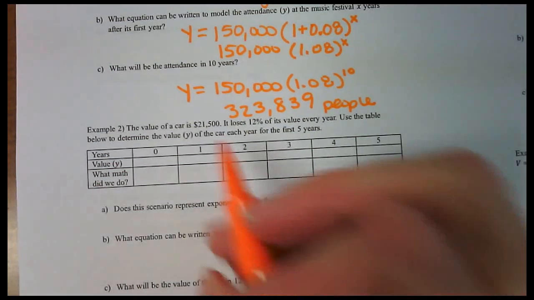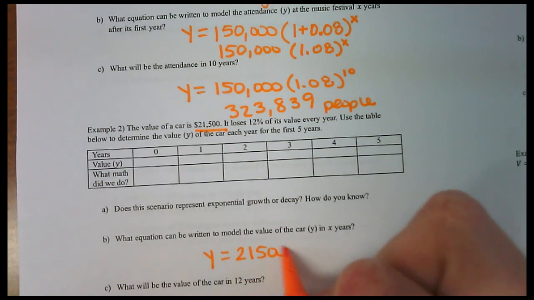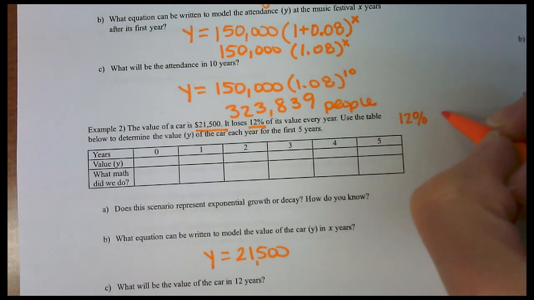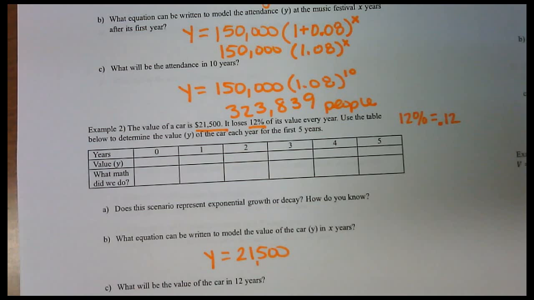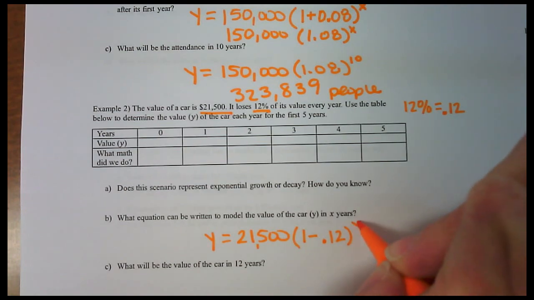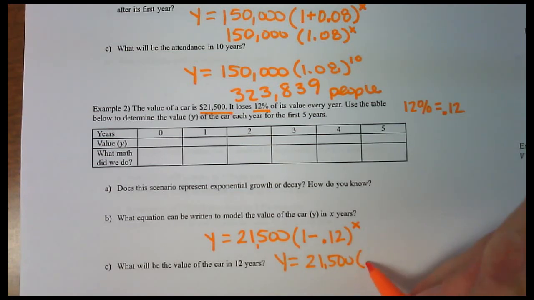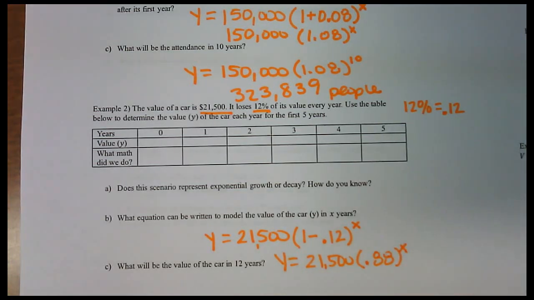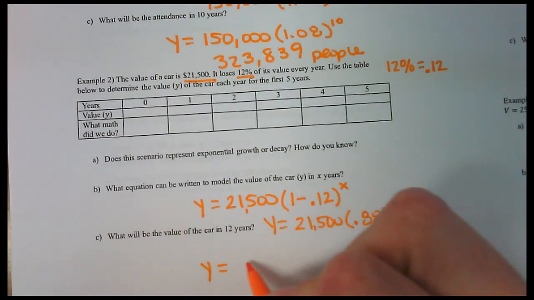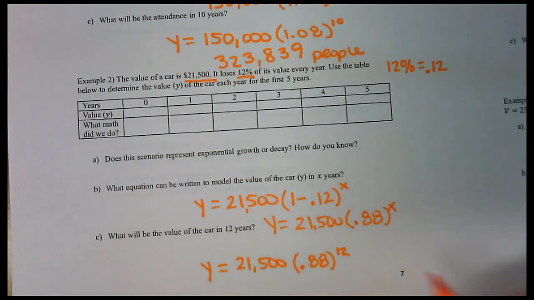So number 2 says the value of the car. So that's what we're starting with. Loses 12%. So 12% is the same as 0.12. It says I'm losing, so I'm subtracting that from 1. So if I wanted to simplify this, it's going to be 0.88 raised to the x. Okay, what would be the value of the car in 12 years? We're plugging in 12 for the x.